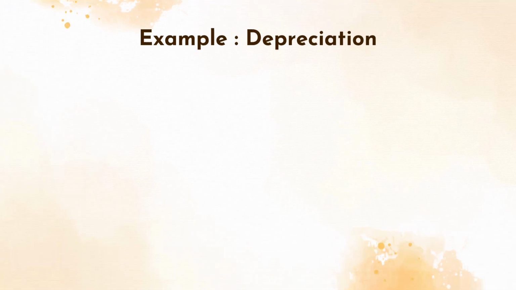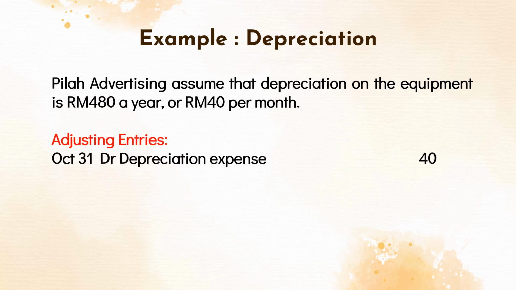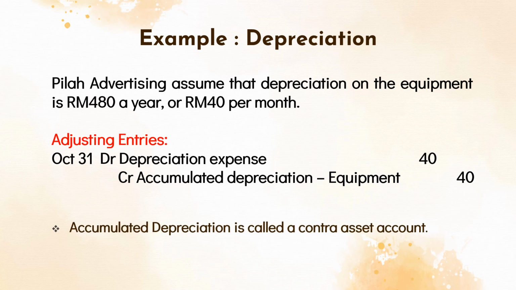Example of depreciation. Pillar Advertising assumes that depreciation of the equipment is RM 480 a year or RM 40 per month. So the adjusting entries: on October 31st, debit depreciation expense 40, credit accumulated depreciation equipment 40. Accumulated depreciation is called a contra assets account.